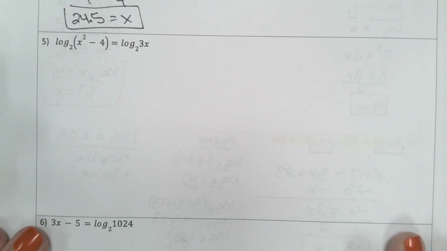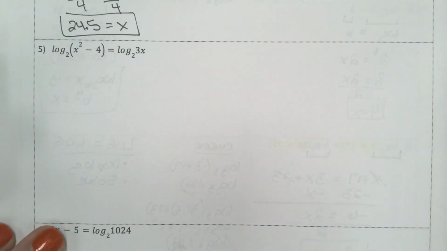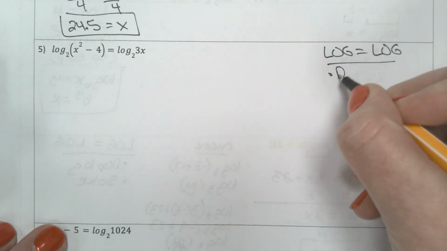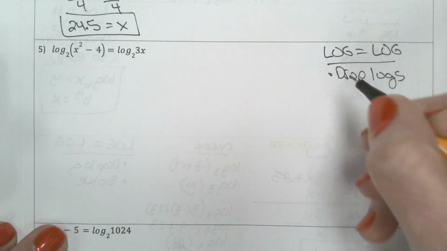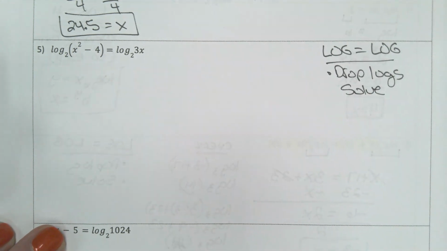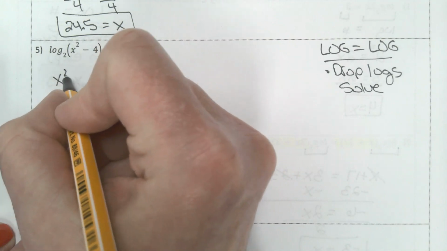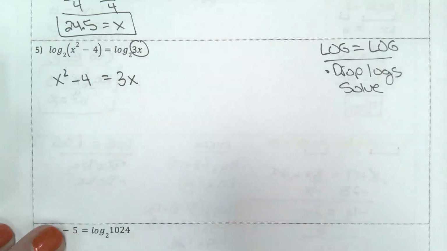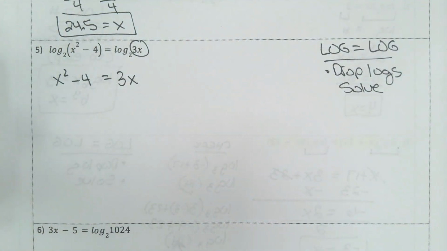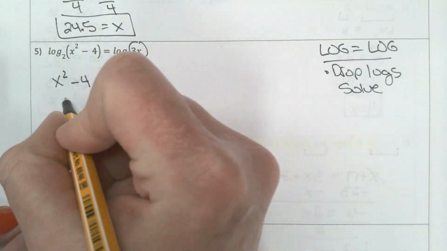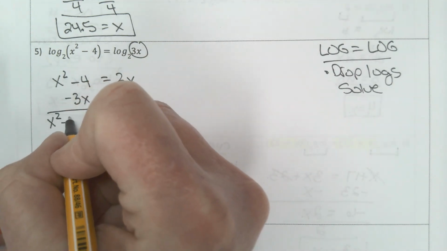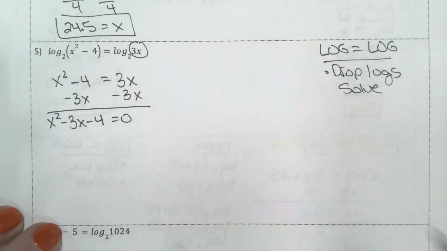Number 5, I have log equals log, okay? So when you have log equals log, you're going to drop the logs and solve it. So that means you have x squared minus 4, that 3x is 1 unit together, equals 3x. Okay, so now you have a quadratic. We've done quadratics. Quadratics have to be set equal to 0, so therefore you should subtract 3x over. x squared minus 3x minus 4 equals 0.